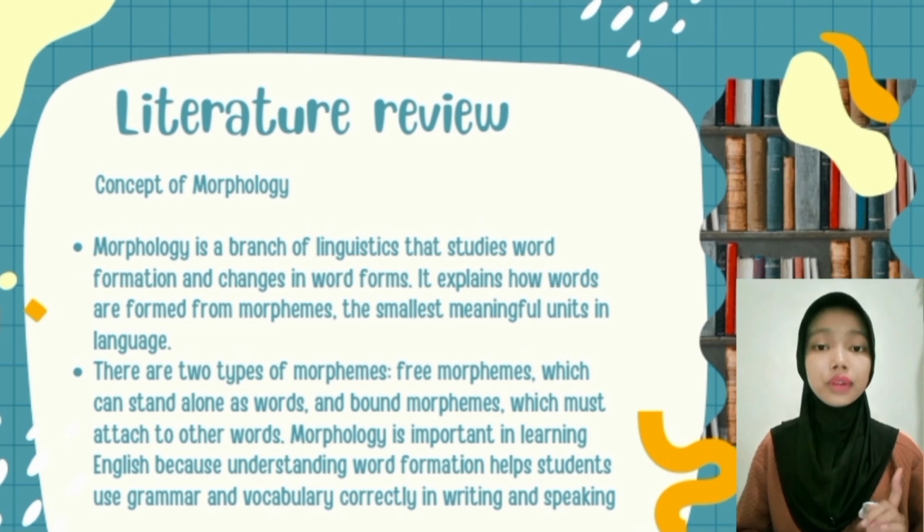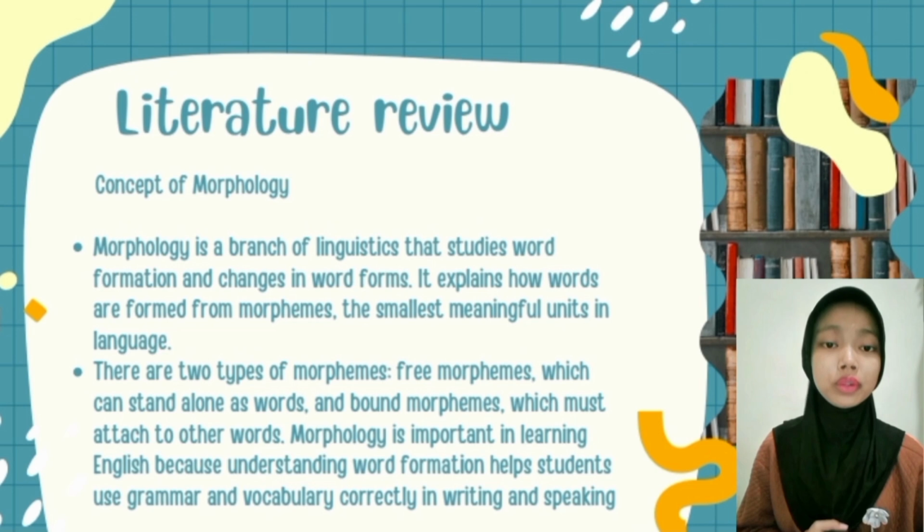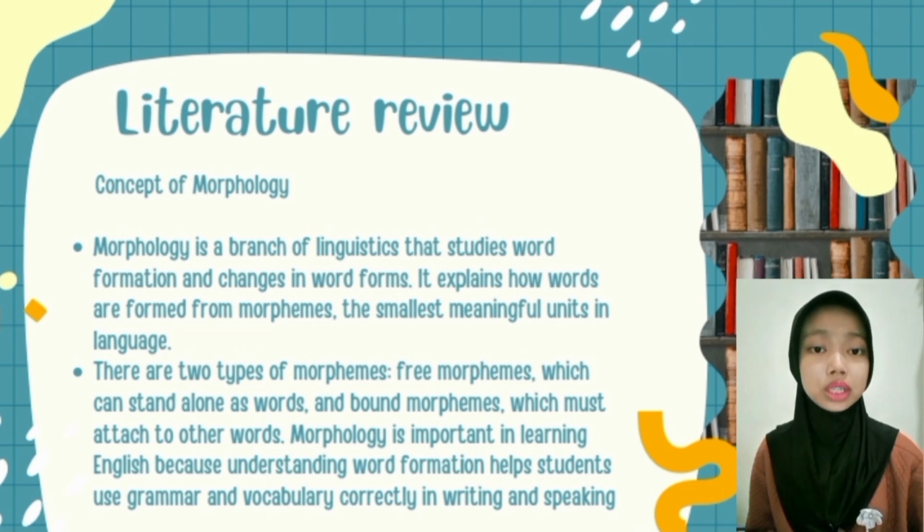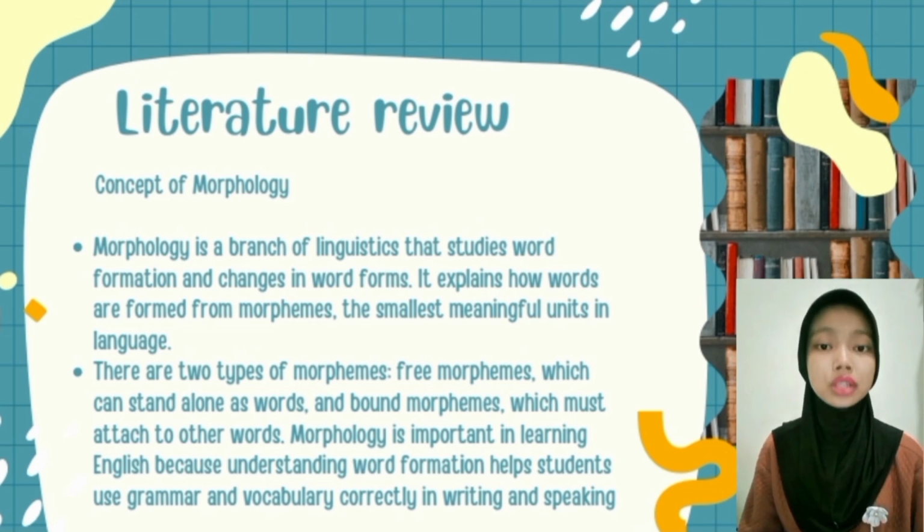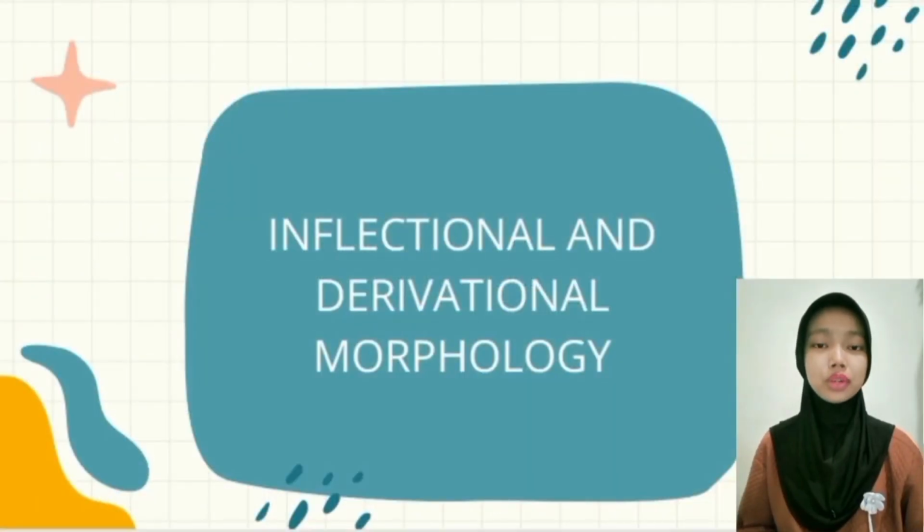The second one is the literature review. Concept of morphology. First, morphology is a branch of linguistics that studies word formation and changes in word forms. It explains how words are formed from morphemes, the smallest meaningful units in language. Second, there are two types of morphemes: free morphemes, which can stand alone as words, and bound morphemes, which must attach to other words. Morphology is important in learning English because understanding word formation helps students use grammar and vocabulary correctly in writing and speaking.